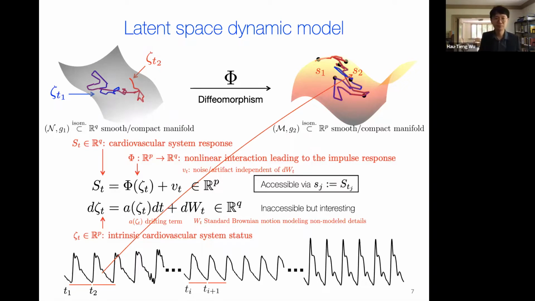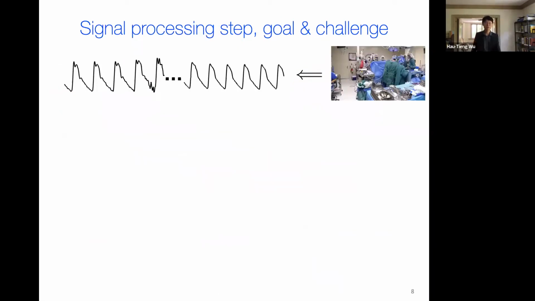Okay, so overall, we have the model, we have the question, and what is the signal processing step goal and the challenge? First, you certainly need to have physicians help to get the data, and it is not a very easy step, because inside the operation room, you need to know how to dump the data, how to handle things, how to record things. There are many tiny details, but suppose we have done it, and you get the signal.